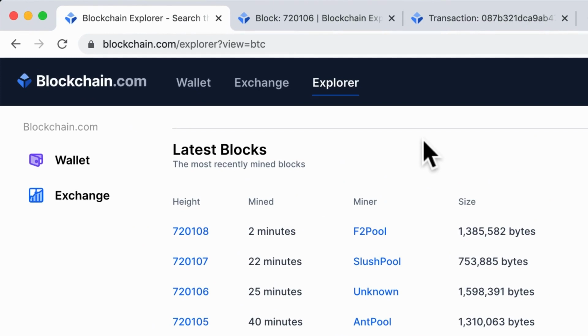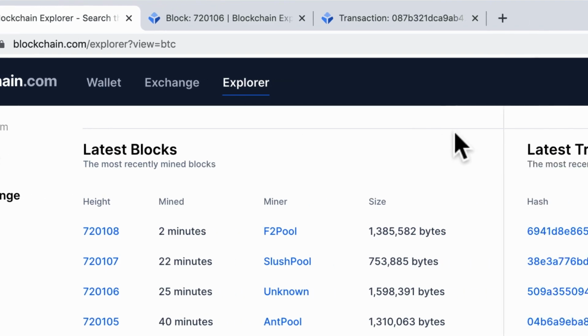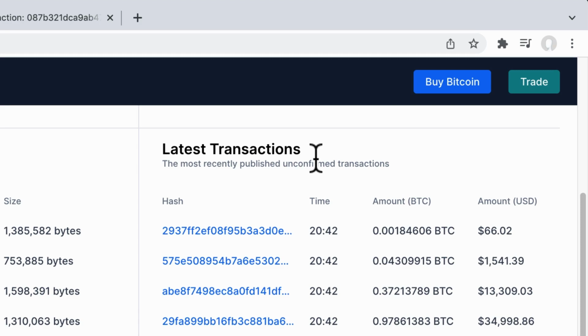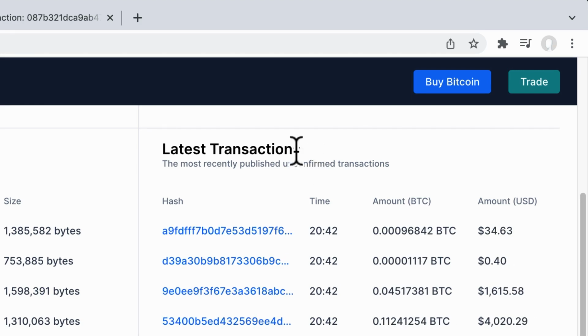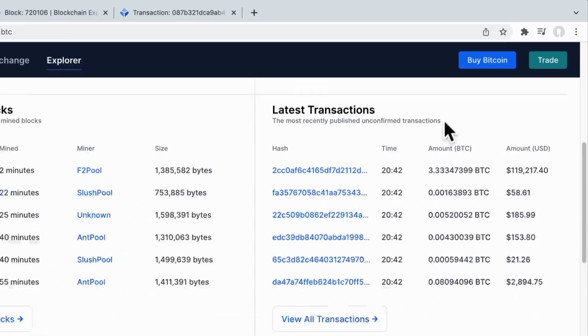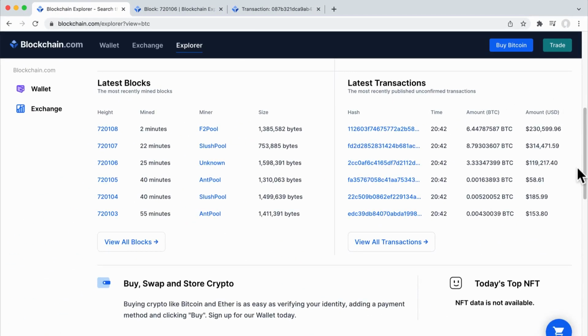This site allows us to browse here on the left the most recently mined blocks. These are the blocks that were just added. And here on the right, we see the transactions that are soon to be added to a new block. These are called unconfirmed transactions. They haven't been fully verified yet.